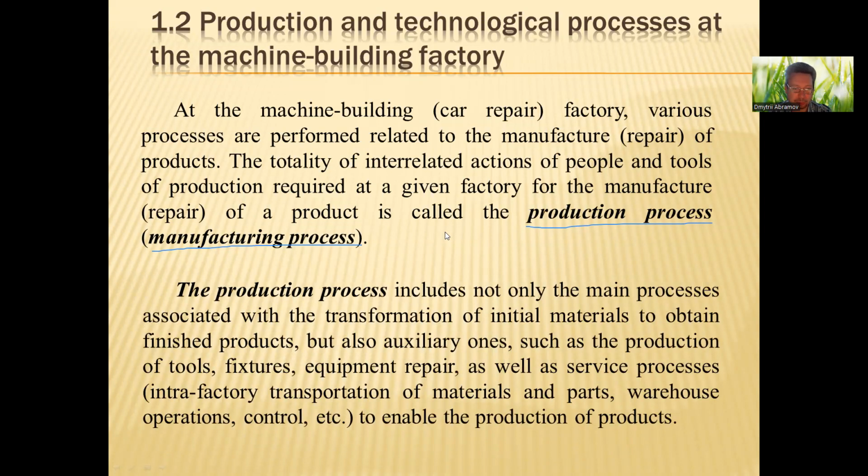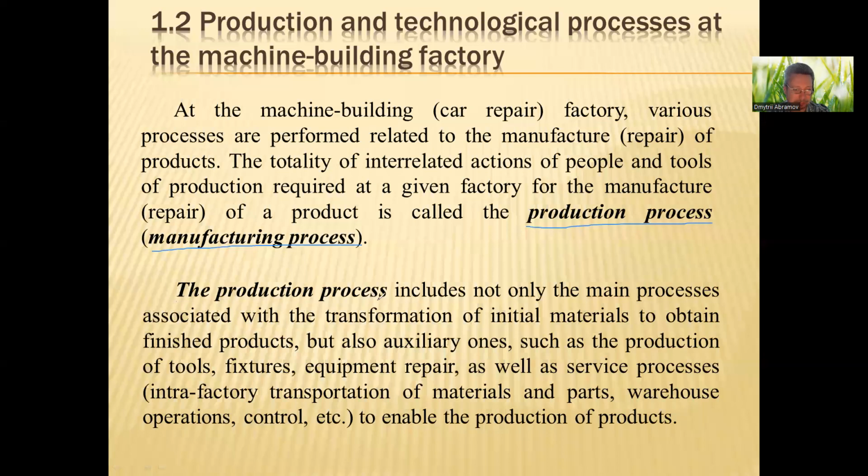So the production process includes not only the main processes associated with the transformation of initial materials to obtain finished products, but also auxiliary ones, such as the production of tools, fixtures, equipment repair, as well as service processes, intra-factory transportation of materials and parts, warehouse operations, control, etc., to enable the production of products. Please write down in your notes what is the production process.